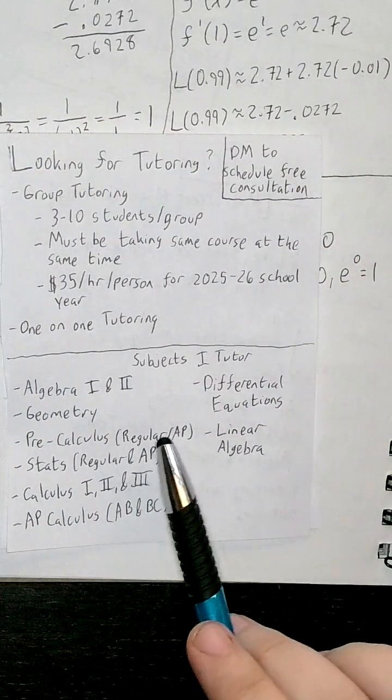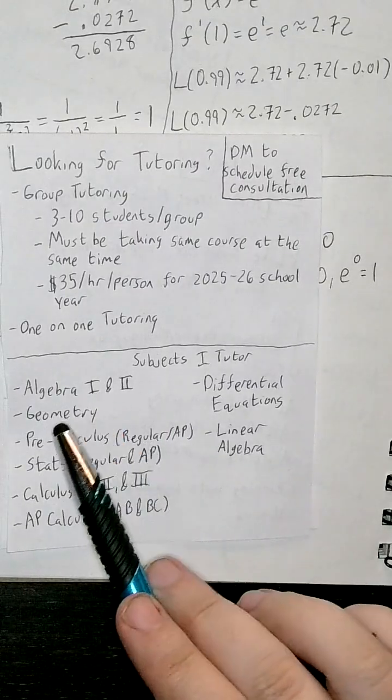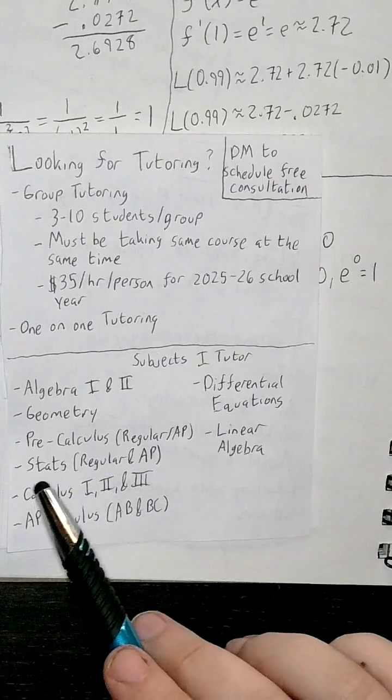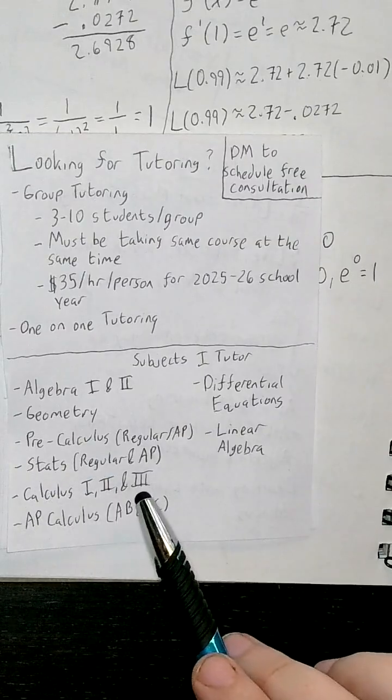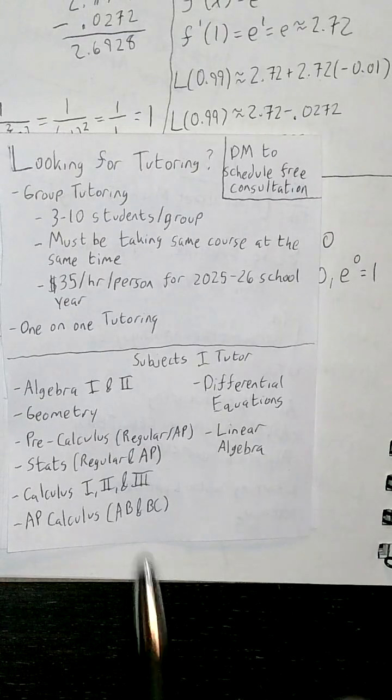So I cover all 4 AP math classes, as well as Algebra 1 and 2, Geometry, regular pre-calc, regular stats, all 3 calculuses, differential equations, and linear algebra. Do I teach set theory and proofs? It has been a minute since I've done either one of those. I teach set theory as a part of stats, but I don't really go into deep set theory.